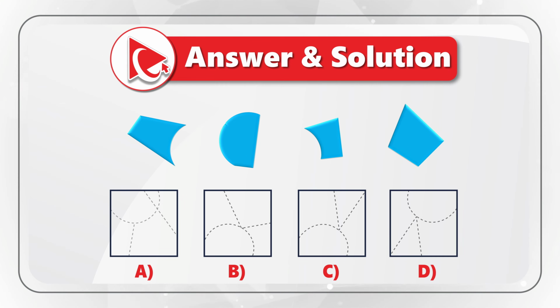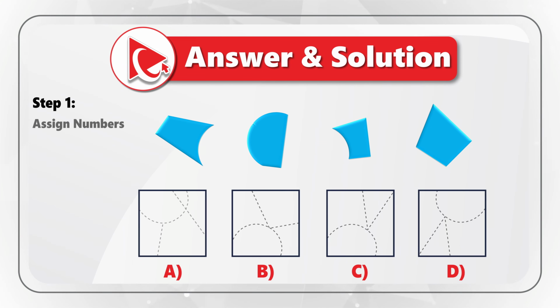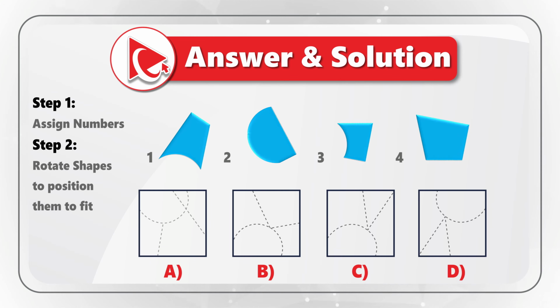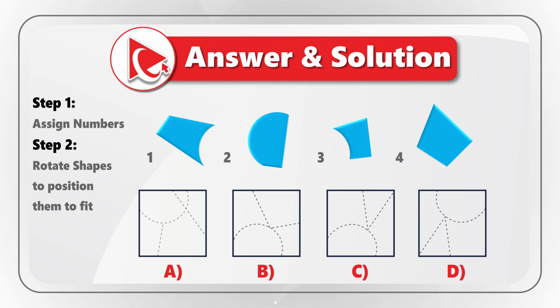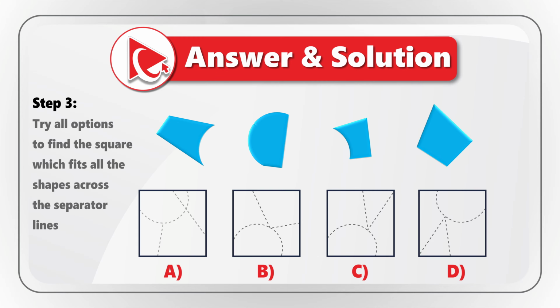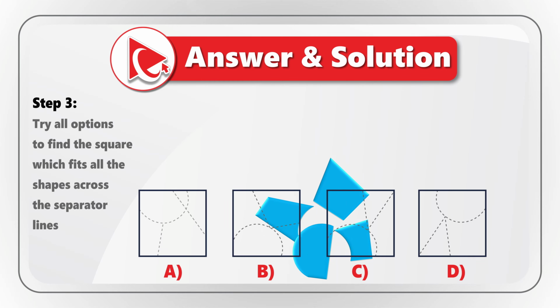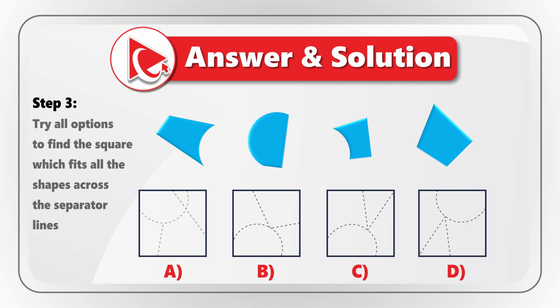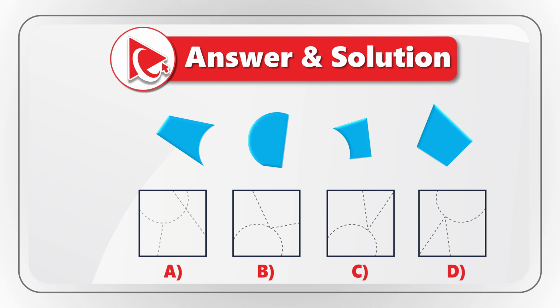Not sure about you, but I was able to solve this challenge in 3 simple steps. In step 1, you need to assign the numbers. In step 2, you need to rotate the shapes to position them to fit. And in the last, step 3, you need to try all the options to find the square which fits all the shapes across the separator lines. Let's look at the example.